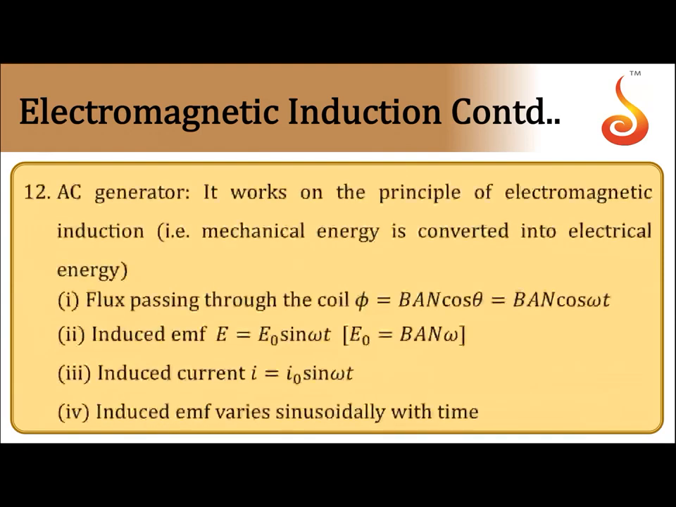The next thing is AC generator. AC generator works on the principle of electromagnetic induction, that is, mechanical energy is converted into electrical energy. So flux through a coil in the case of AC generator is given by BAN cos theta, where A is area of the coil, B is magnetic field in the region where coil is placed, N is number of turns in the coil, and theta is angle between area vector and magnetic field.